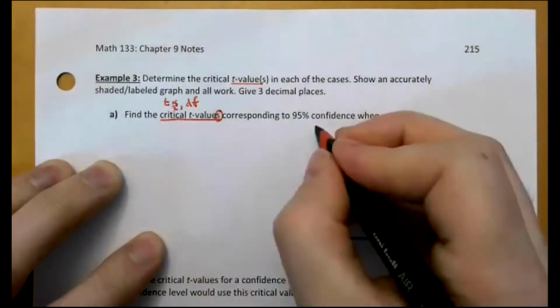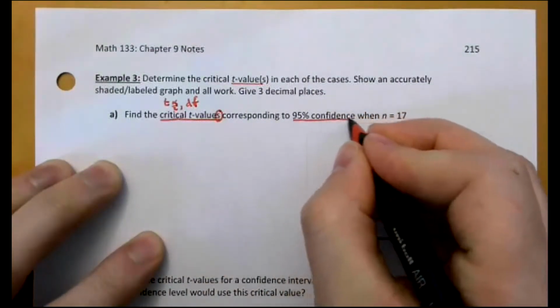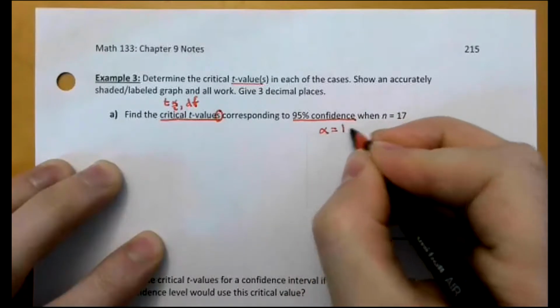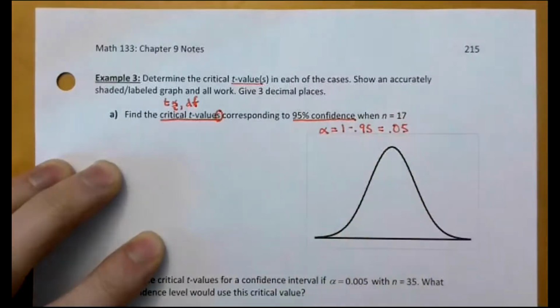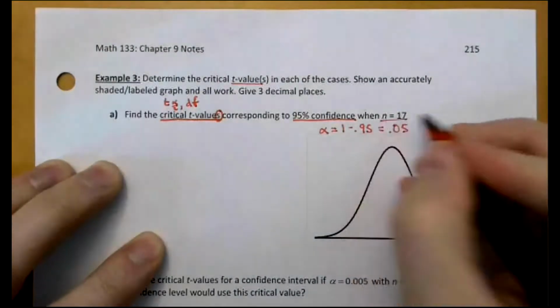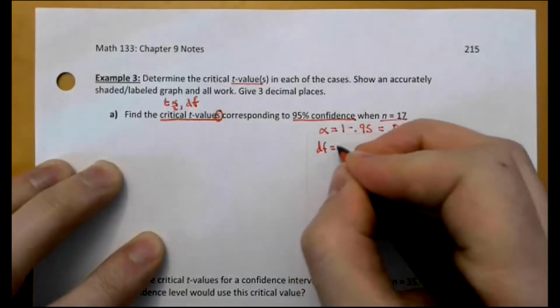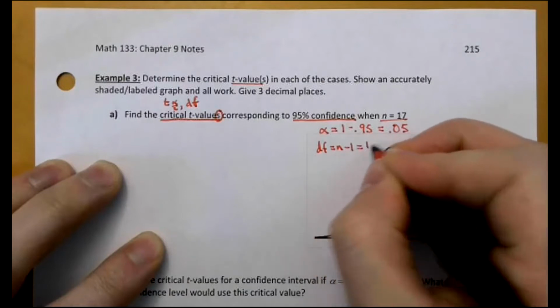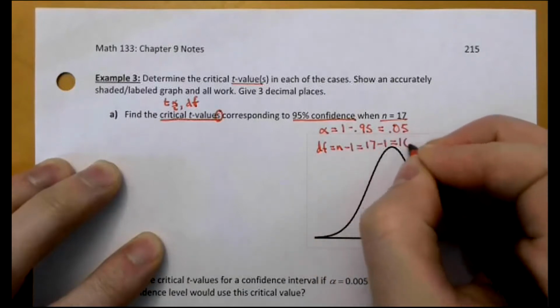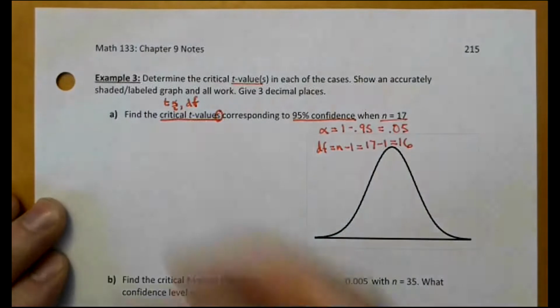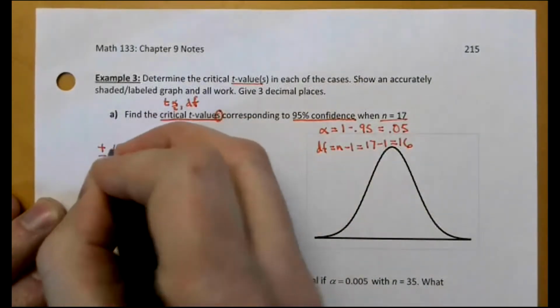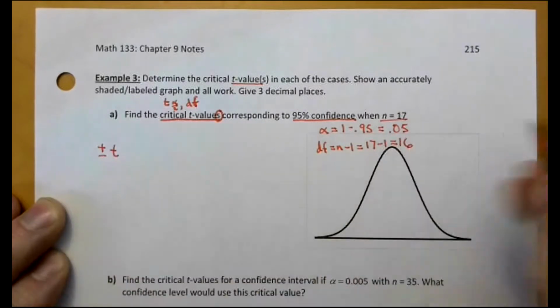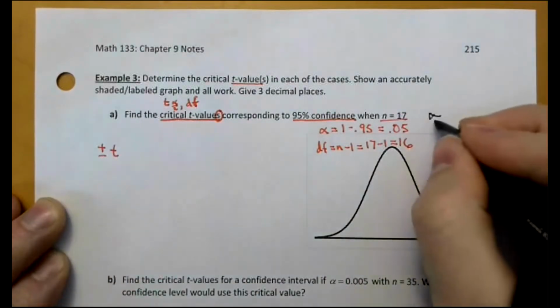So to find alpha, we note that the C level is this. So alpha is 1 minus that C level. And then the degrees of freedom is always n minus 1. So in this case, that would be 17 minus 1, which is 16. So what we are going to try to find is plus or minus T of, oh boy, we need half alpha. So let me show that over here.